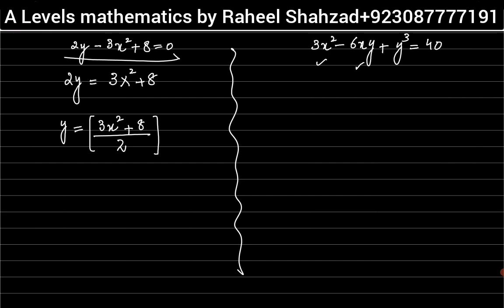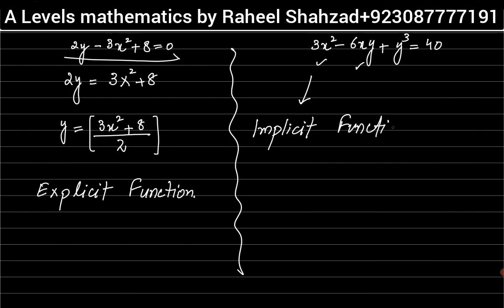So this is an example of an explicit function, right? On the other hand, this is 3x squared minus 6xy plus y cubed. We cannot write x or y as the subject, or we cannot write y in terms of x. So in this situation, this is known as an implicit function, where we cannot separate x or y. So an implicit function is like this.